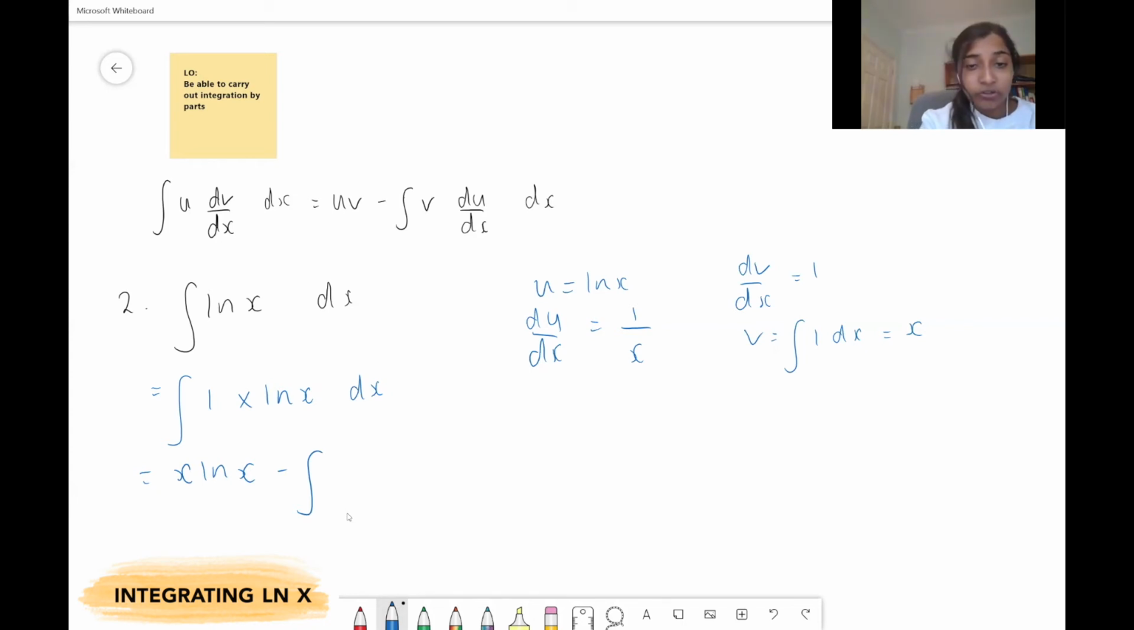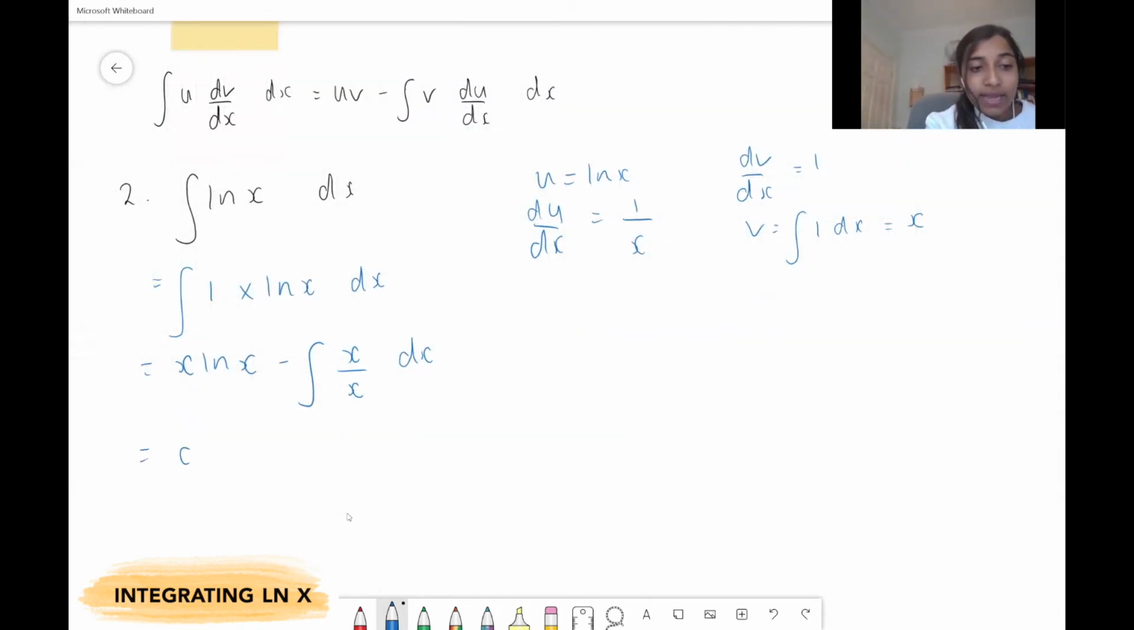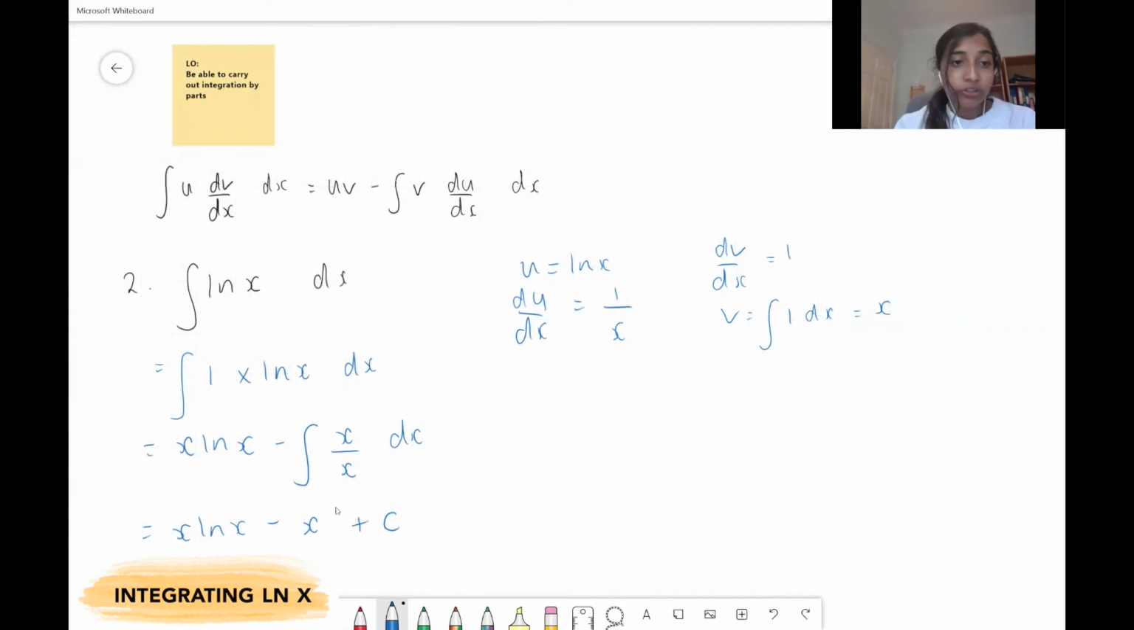So that's just the integral of x over x dx, and that would simplify to x ln x minus the integral of x over x, which would just cancel down to 1. So the integral of 1 is just x, so minus x plus c. And that's your integral of ln x using integration by parts.